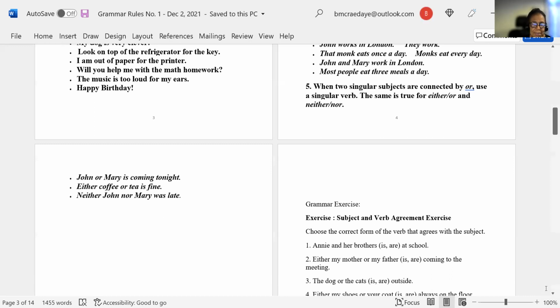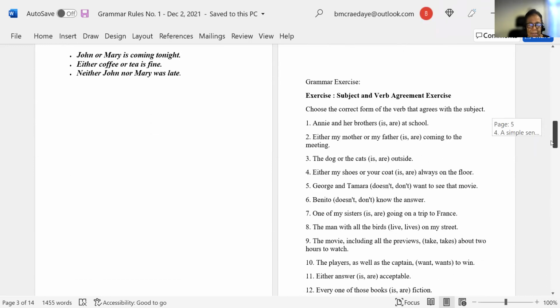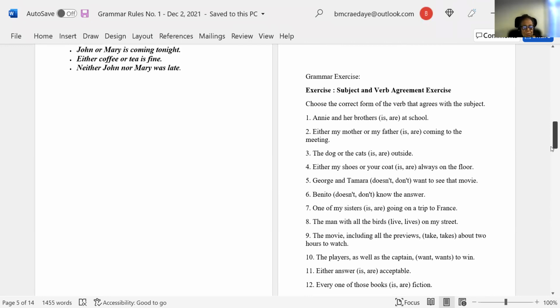Now let's look at some examples, and I'll go through some, and then I'll send you some to do as homework. All right. Now, this is an exercise on subject-verb agreement. Remember, singular subject, singular verb. Plural subject, plural verb. Now, you are to choose the correct form of the verb that agrees with the subject.